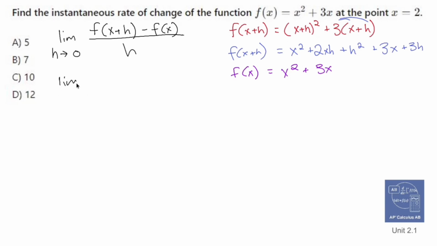So the limit as h approaches 0 of f of x plus h is going to be what I have here in blue, x squared plus 2xh plus h squared plus 3x plus 3h, minus f of x, so minus parentheses x squared plus 3x. And that's all going to be over h. Now, the scary part so far is that I have the limit as h approaches 0 and h in the denominator, and if I were to plug in 0, I would get undefined.